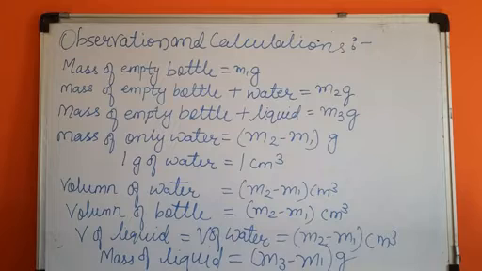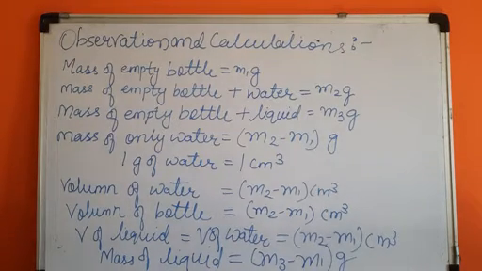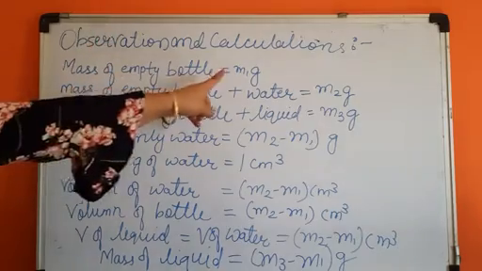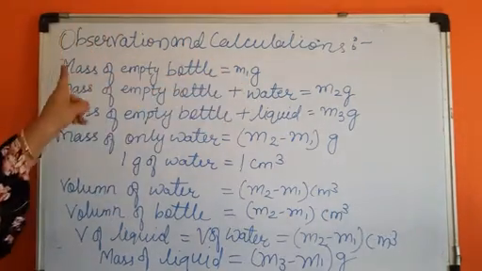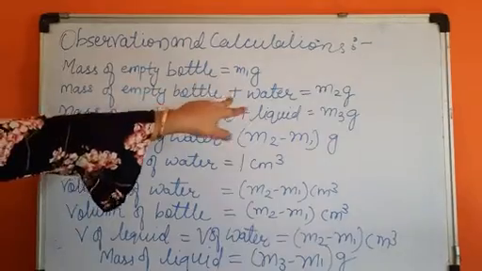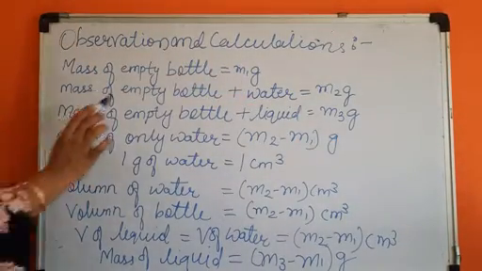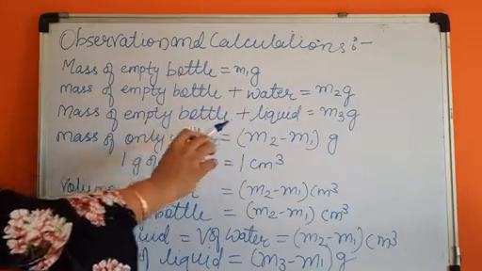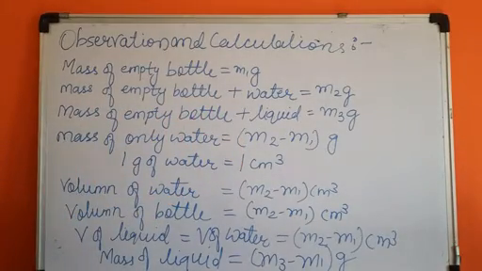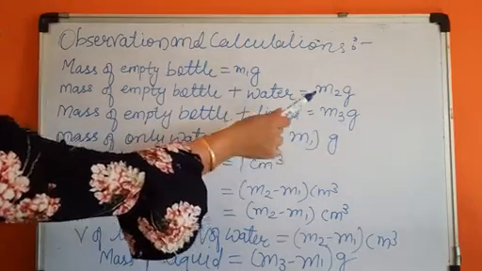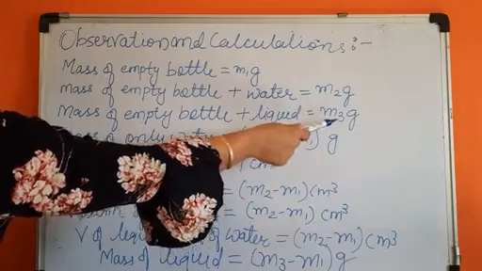Observation and calculation for measurement of density of this liquid by using a density bottle. Already we have done these three steps. Mass of the empty bottle is m1 grams. Mass of the empty bottle plus water, second step, is m2 grams. Mass of the empty bottle plus liquid, which is given to us for doing the practical, can be alcohol. For example, it is alcohol. So the mass in that case is m3 grams.